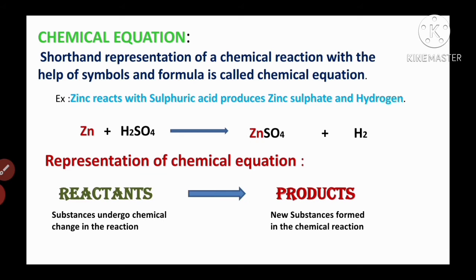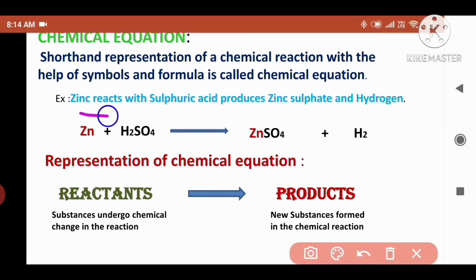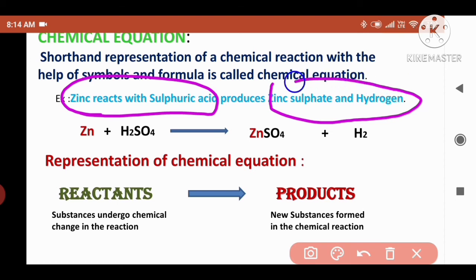Now let us consider this example. In this example, zinc reacts with sulfuric acid. These two are the substances that undergo chemical change, so these two can be called the reactants. And what are the new products produced? Zinc sulfate as well as hydrogen. These are the two new products which are produced.